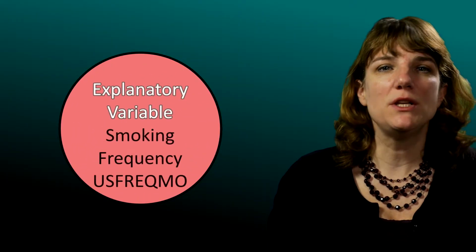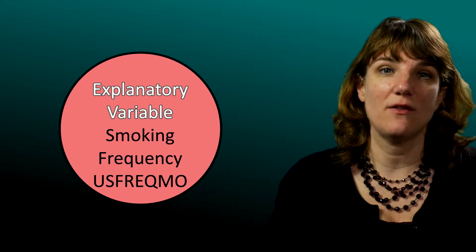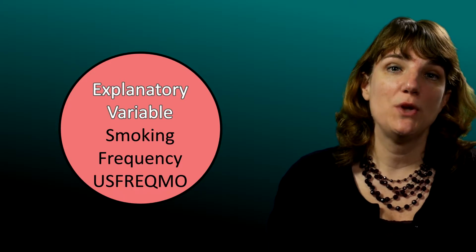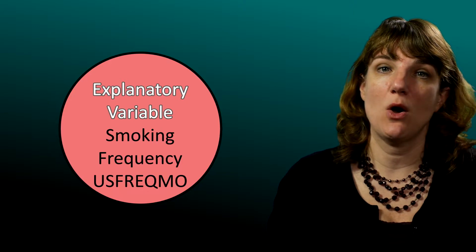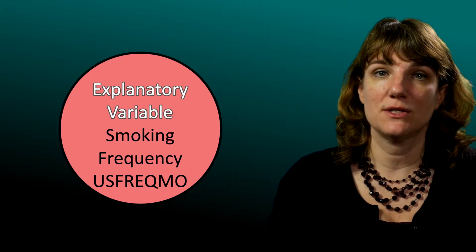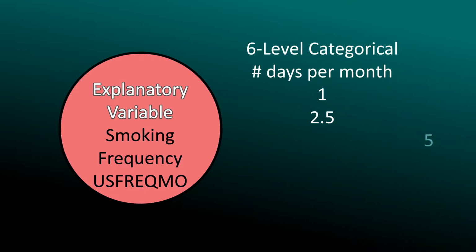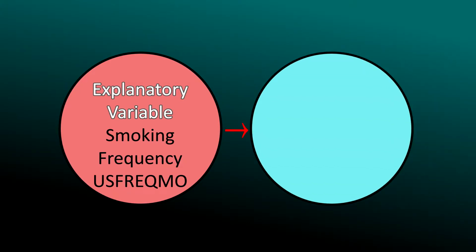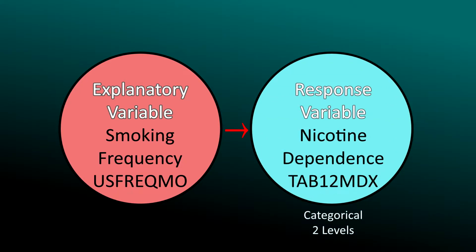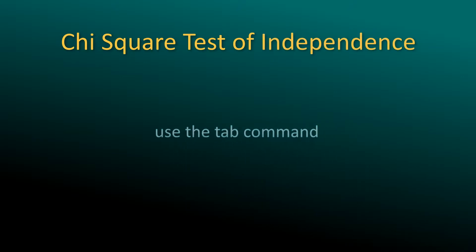For this analysis, I'm going to use a categorical explanatory variable with 6 levels, the number of days smoked per month, which you may remember I called USFREQMO, with the following categorical values: smoking approximately 1 day per month, 2.5 days per month, 5 days per month, 14 days per month, 22 days per month, and 30 days per month. My response variable is categorical with 2 levels. That is, the presence or absence of nicotine dependence in the past 12 months, called TAB12MDX in the NESARC dataset. To run this in Stata, we'll be using the tab command.